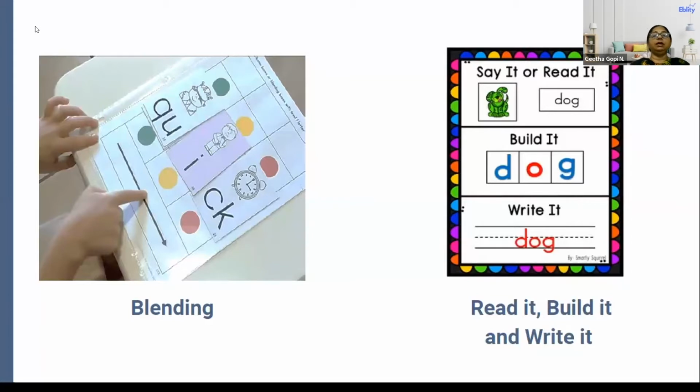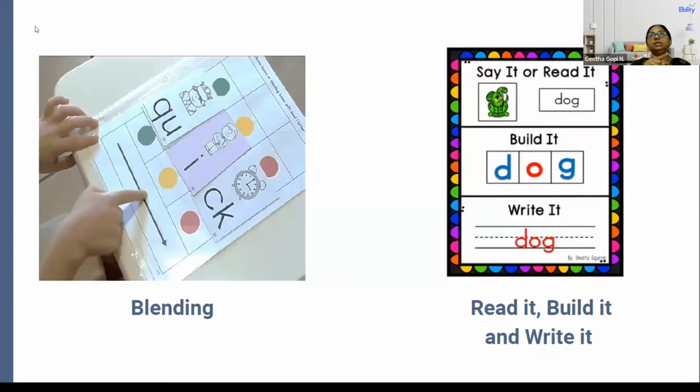The pictures in that, actually, the clue pictures, the qu sound is shown with the picture of a queen. So qu, that gives an indication of what sound it is. The clock. So the ending sound is k, which is the clock sound. So all these actually give an indication of how to read the word. So different things are here.